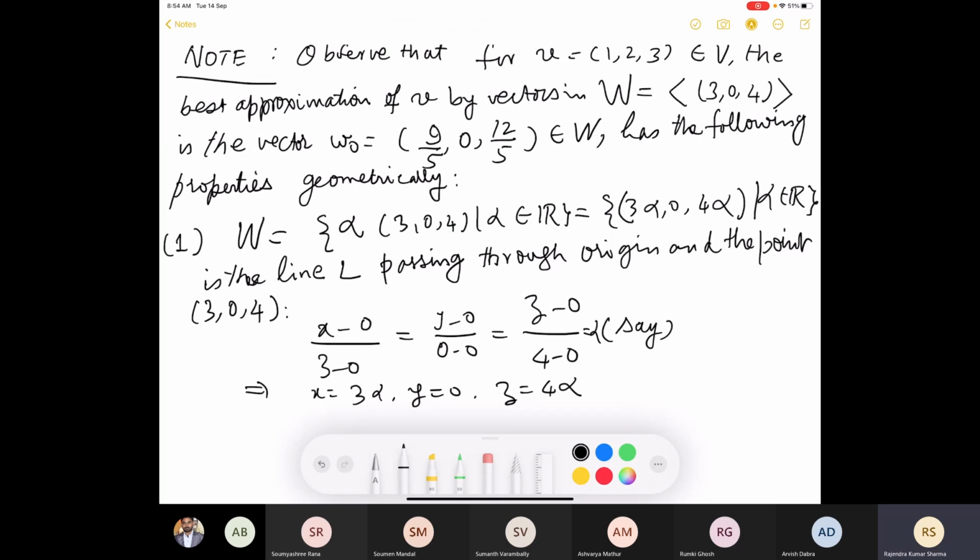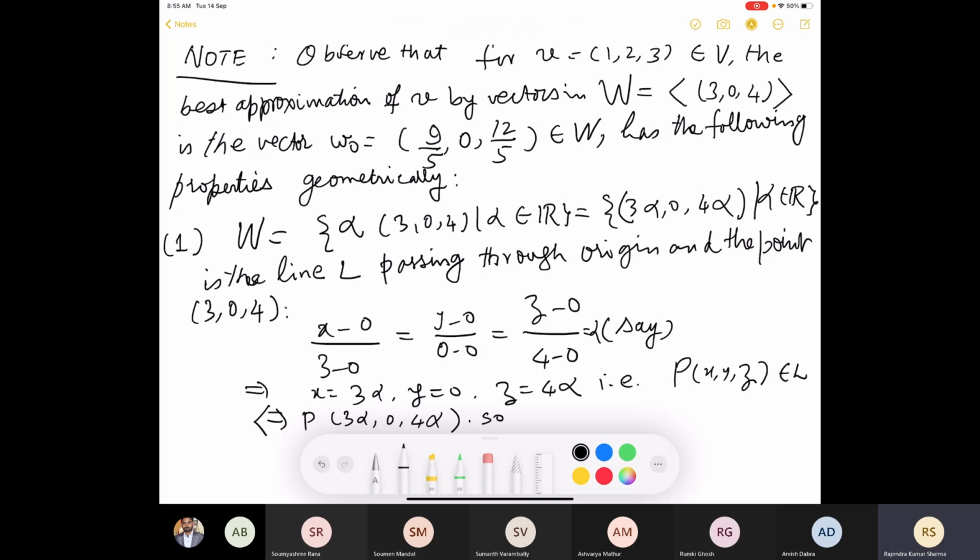And this is the arbitrary point here. That is the point P, say (x, y, z) on L, makes that this is P of the form (3 alpha, 0, 4 alpha). So this is the point's coordinate. If it falls on the line, then the coordinates have to be of the form (3 alpha, 0, 4 alpha). That means the corresponding vector will be in W.